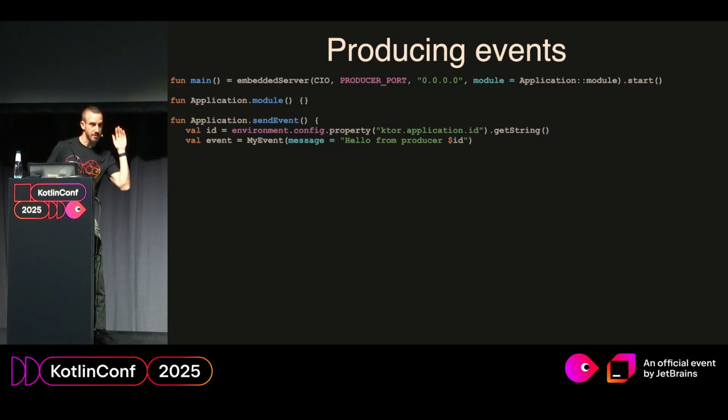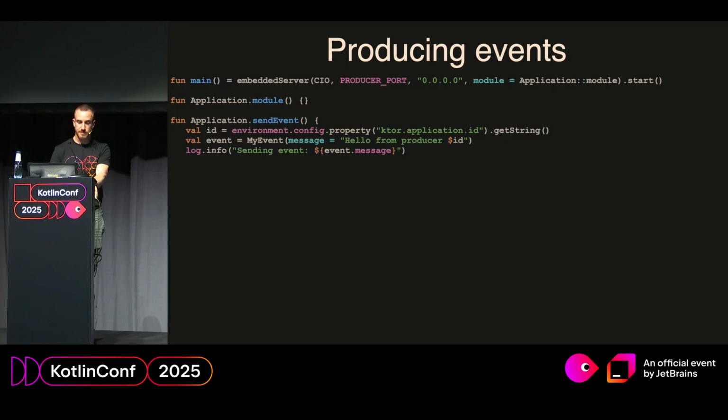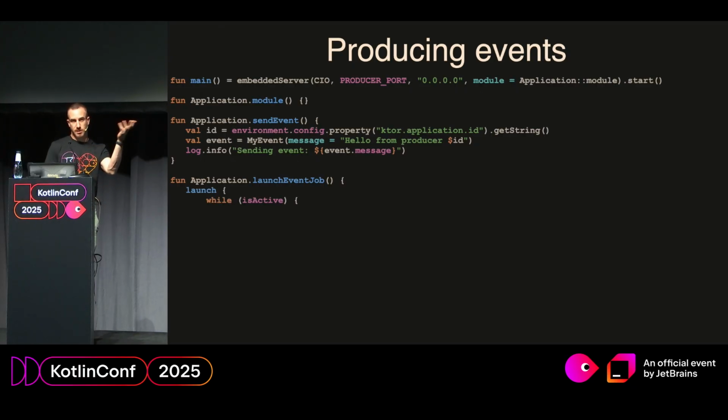Am I hearing feedback? No. It would create an event using that information. And for now, we were just going to log it because we're not dealing with the infrastructure right now. So we would want to then create a job that would just repeatedly, at a certain frequency, send those events. Okay, a frequency of 1 second, let's say.